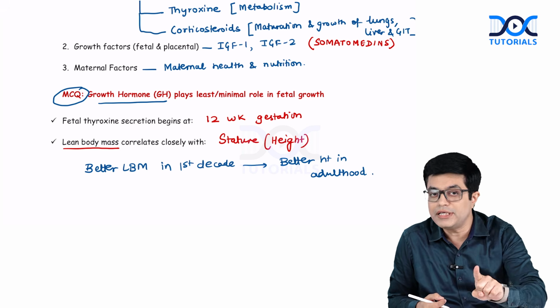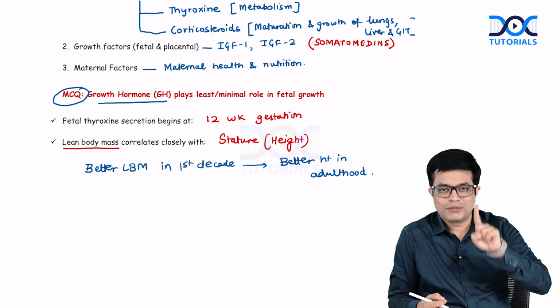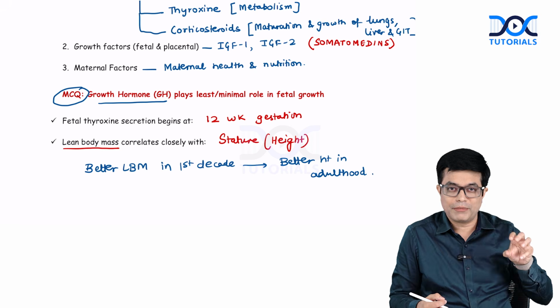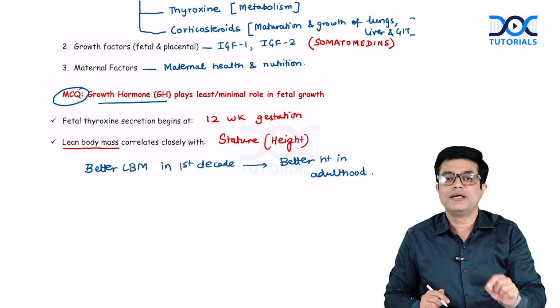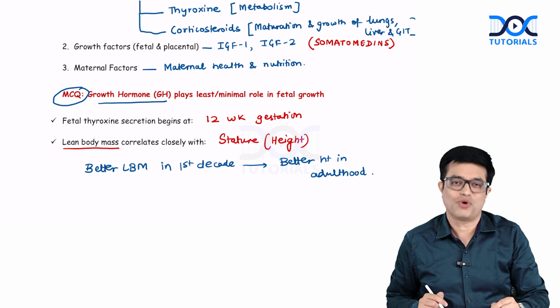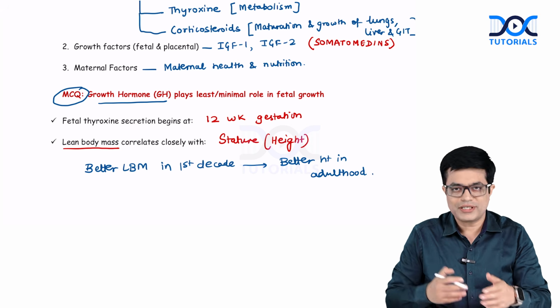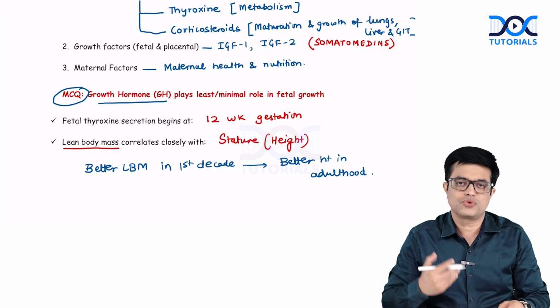Good physical activity means better bone growth, better muscle growth, better lean body mass, and better lean body mass will translate into better adult height. And that is why physical activity is so important, right? So these 2 points are related to one-liners you are supposed to remember.